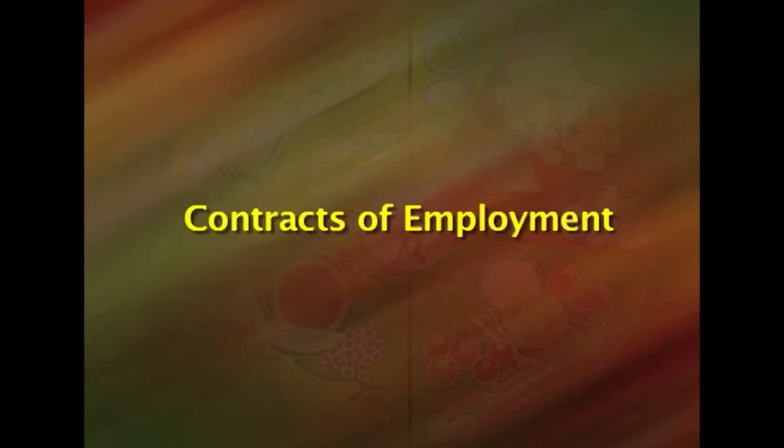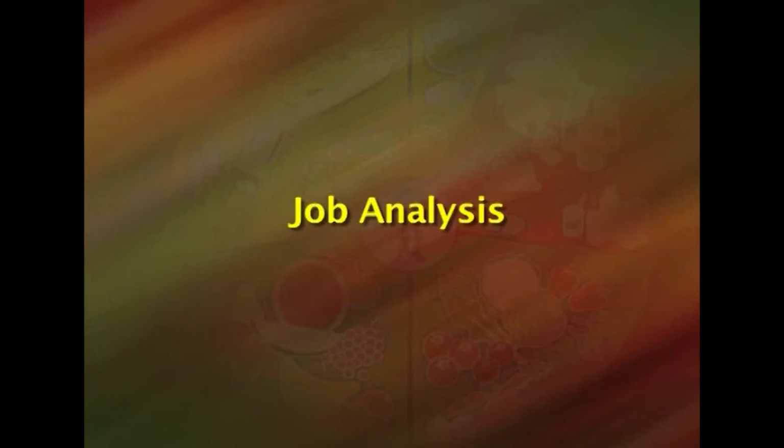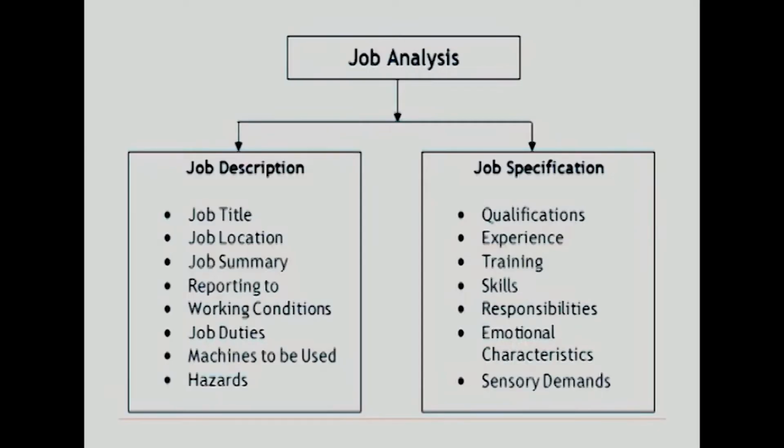Contracts of employment. A contract of employment is a category of contract used in labor law to attribute rights and responsibilities between the employee and the employer. Job analysis. Job analysis means analyzing jobs to know precisely what they involve. It is also referred to as task analysis, and it's a way of looking at jobs and situations in which a number of variables are involved.